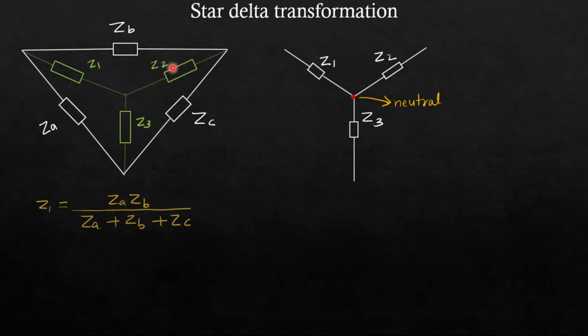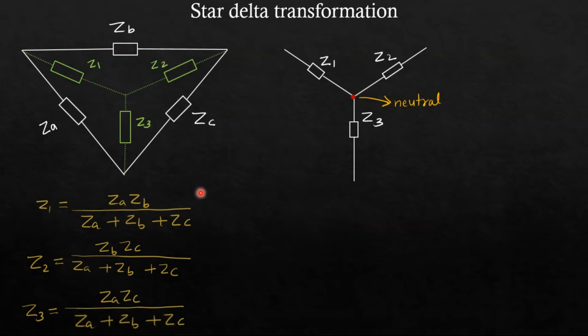Similarly, Z2 will be equal to, it is connected between ZB and ZC. So multiply ZB and ZC divided by the sum of all impedances ZA plus ZB plus ZC. Similarly, Z3 is connected between ZA and ZC. So multiply ZA and ZC divided by the sum of all impedances. So you can see here the denominator is the same for all Z1, Z2 and Z3.